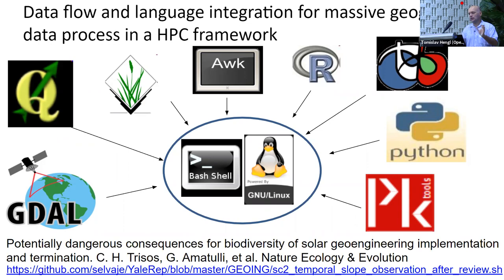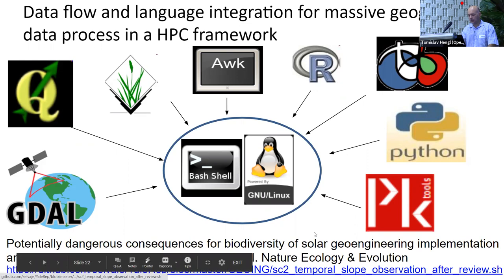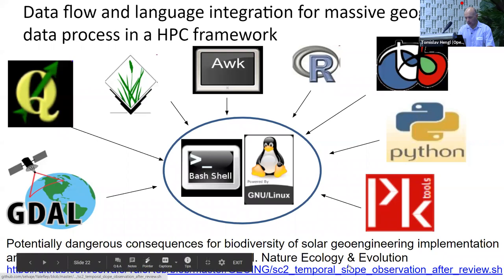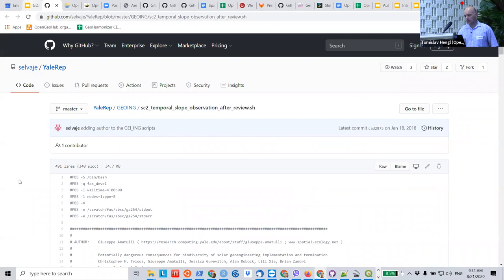This is an example from a paper in Nature Ecology and Evolution that we did two years ago, on the potentially dangerous consequences for biodiversity of solar engineering implementation and termination. Over here, can I click? Yes. You can see the script that was behind the paper.